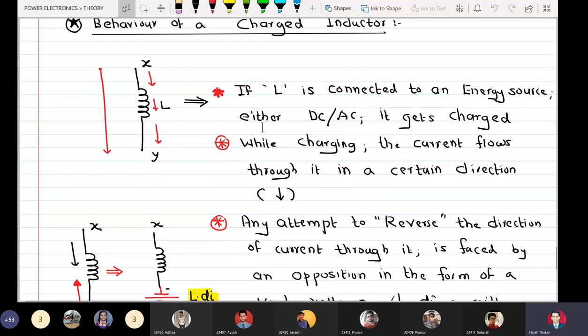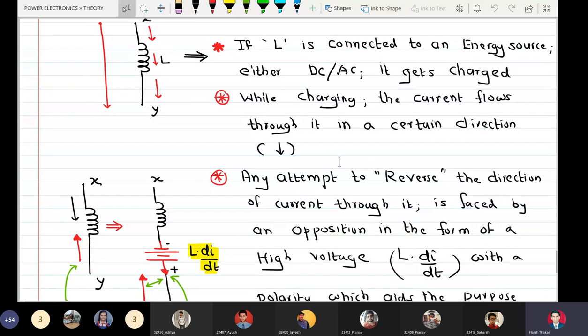value L, and we assumed that it was connected to an energy source, either AC or DC, such that the current during that connection was flowing from X to Y, that is from top to bottom. So if L is connected to an energy source, either DC or AC, it gets charged. While charging, the current flows through it in a certain direction. We assume that it is flowing from node X to node Y, that is top to bottom.